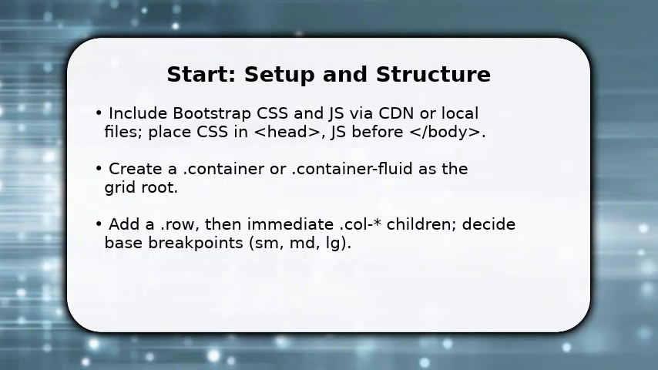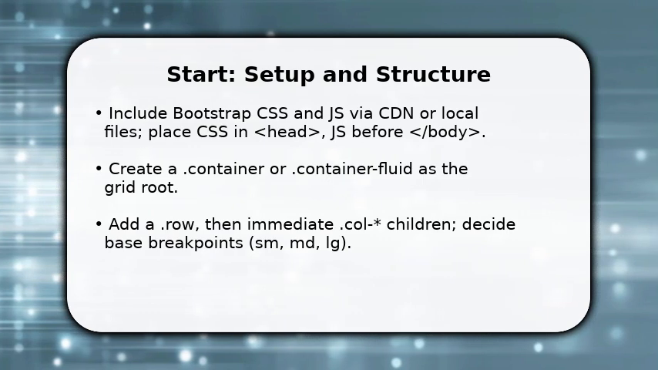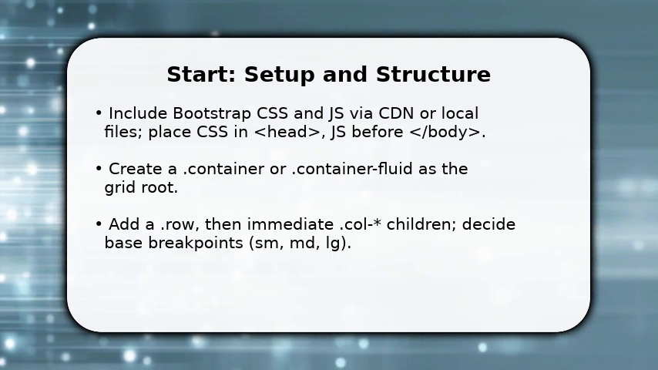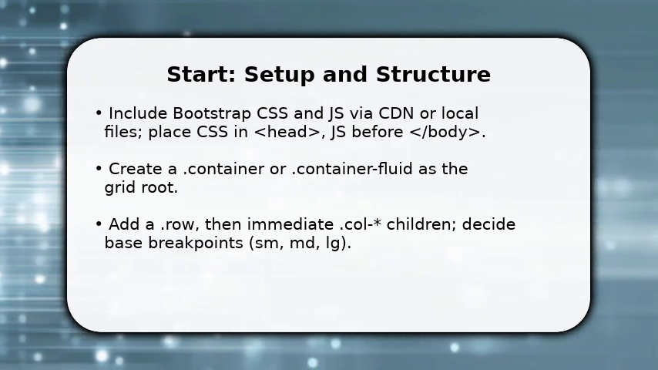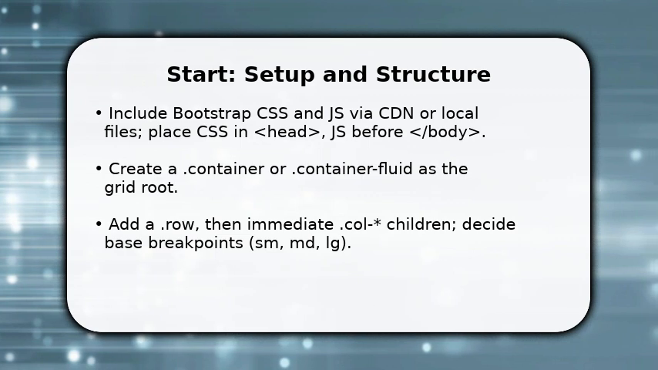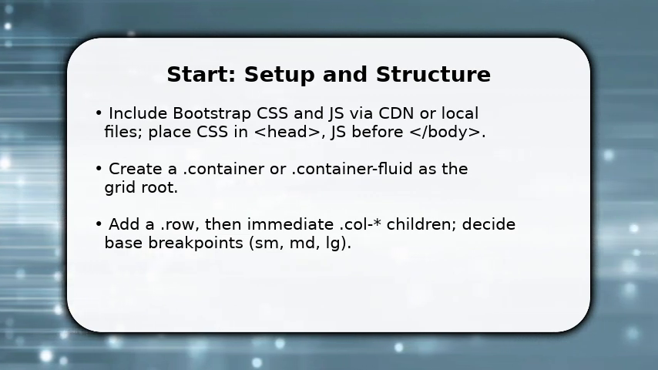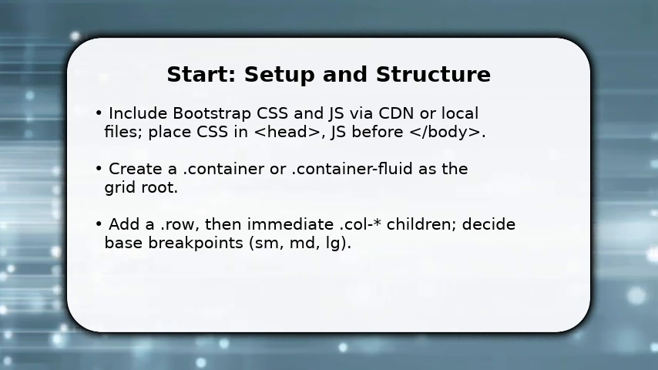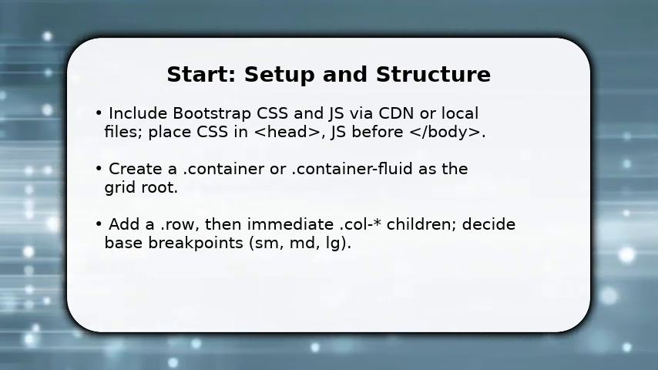You begin by adding Bootstrap CSS and the JS bundle so grid utilities work. Create a container or container-fluid as your grid root, then insert a row element. Once done, place column elements directly inside that row using col-*, choosing breakpoints like sm or md. You do this so columns align and wrap predictably.